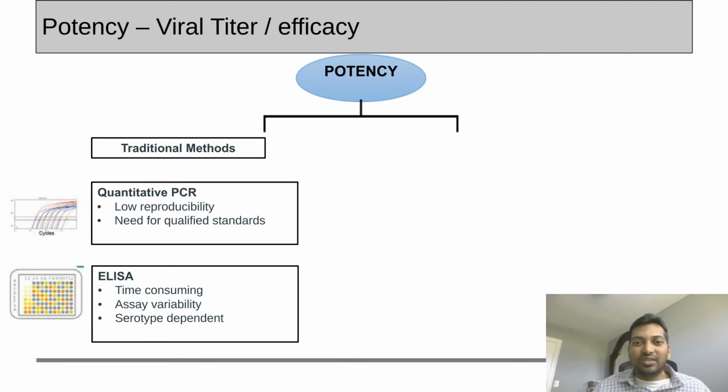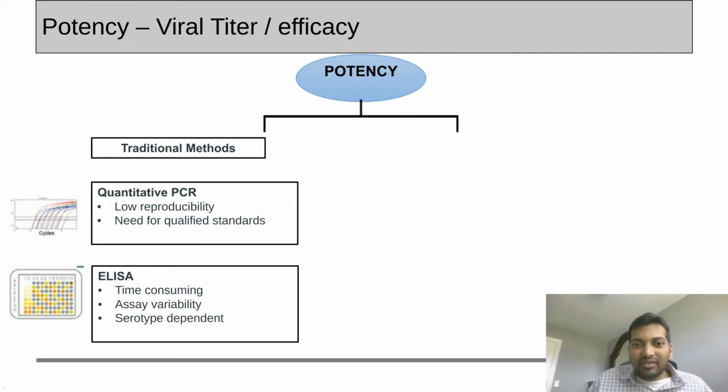Potency defines the efficacy of the product. An example would be viral titer for viral vectors. In the traditional method, people normally use quantitative PCR. The quantitative PCR has some drawbacks. One drawback is low reproducibility. The reason is that you always need a qualified standard, and the manufacturing of the standard itself can create that reproducibility issue.